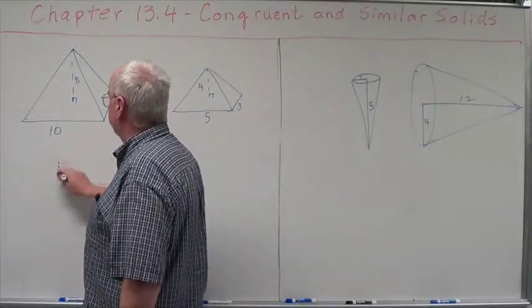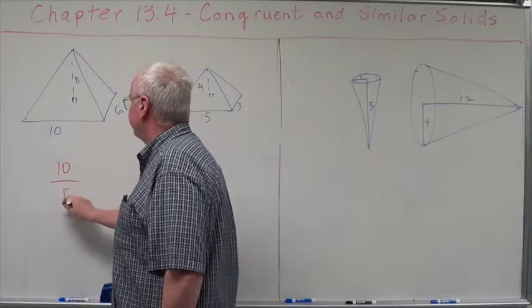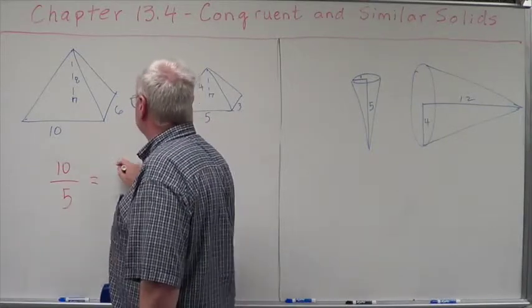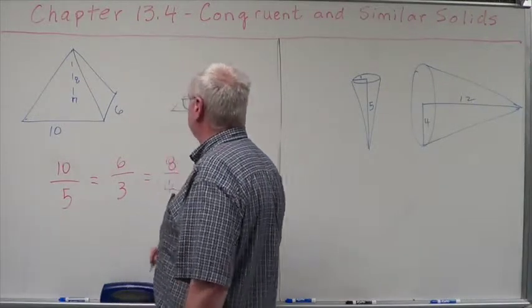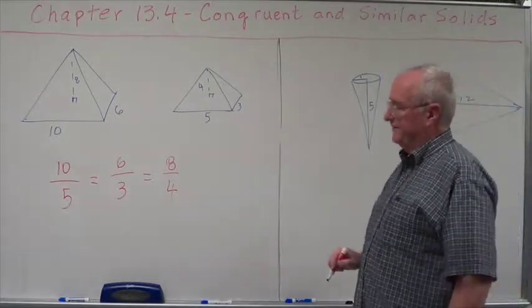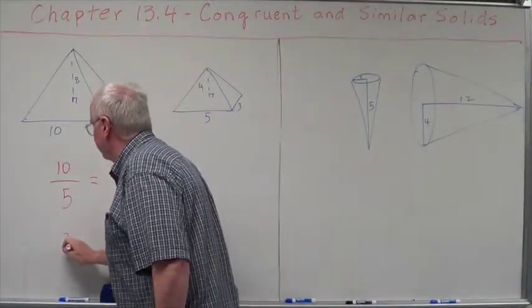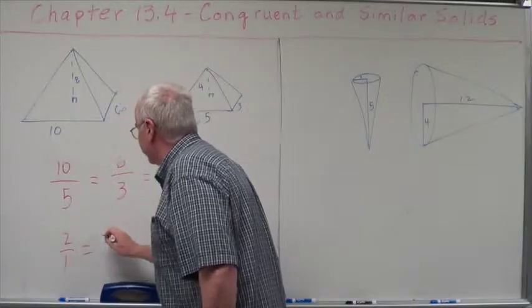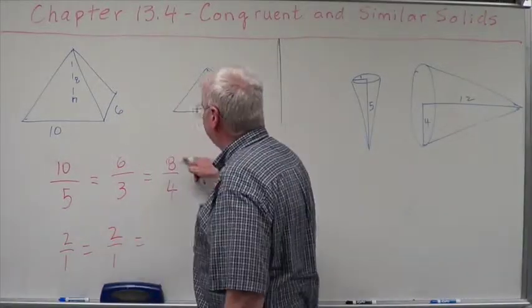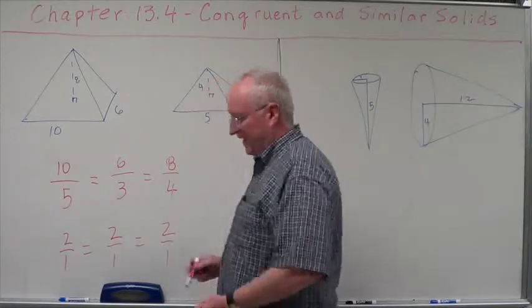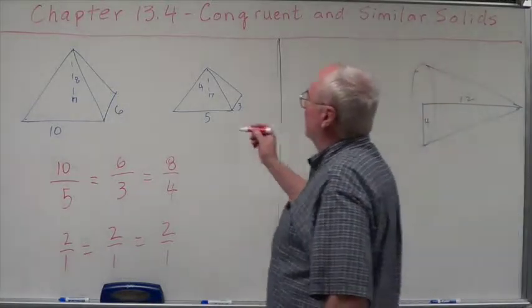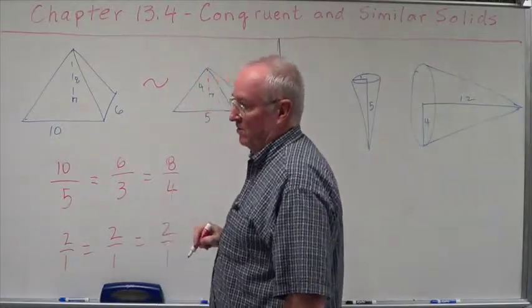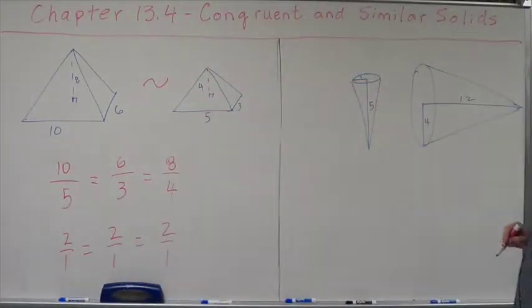We have 10 is to 5 equals 6 is to 3 equals 8 is to 4. Now it's pretty simple for us to determine: 10 is to 5 as 2 is to 1, 6 is to 3 as 2 is to 1, and 8 is to 4 as 2 is to 1. Since all three of those linear measures are of the same proportion, we would say that these two solids are similar.